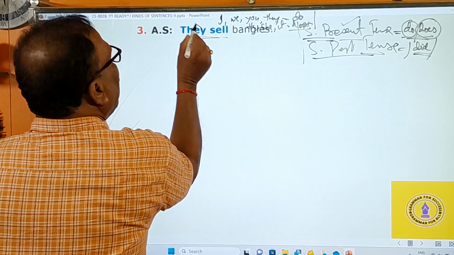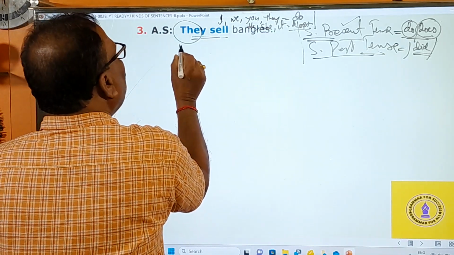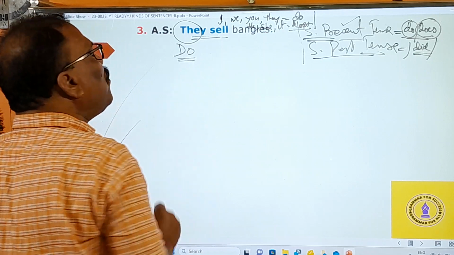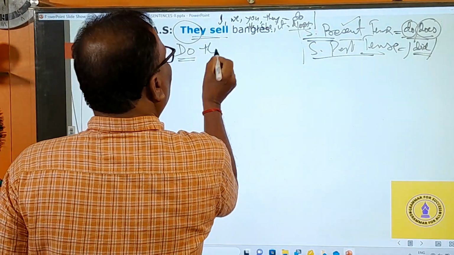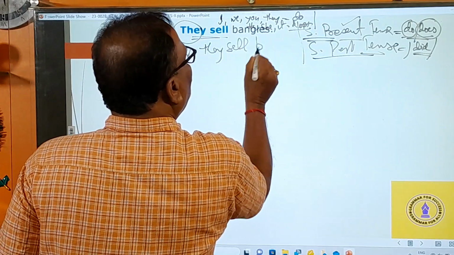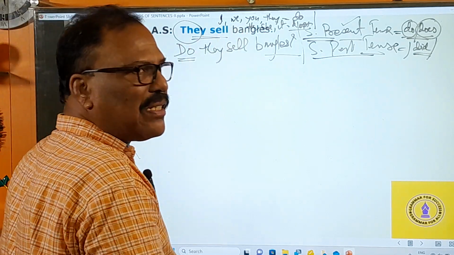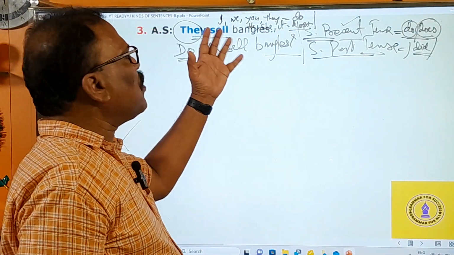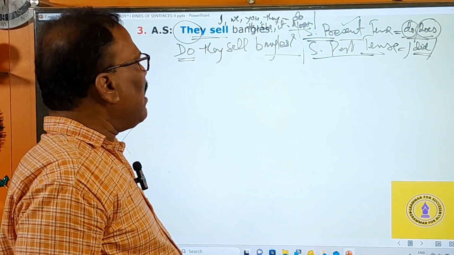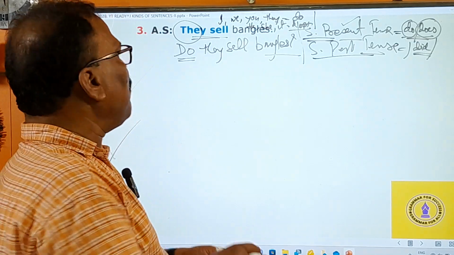So here it is they. They means third person plural. Therefore, to change it, what should you do? We must borrow do. Now rewrite the sentence. Do they sell bangles? They sell bangles. Now the question is, do they sell bangles? Do they sell bangles?